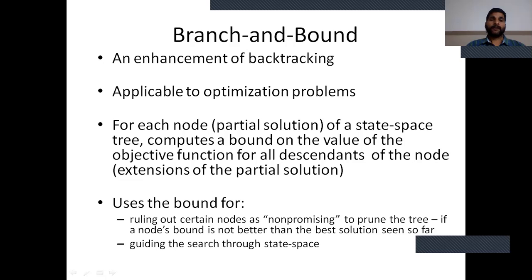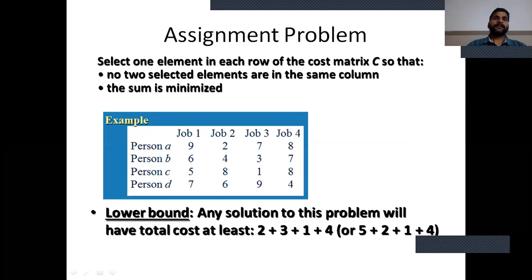So we use the following bound for ruling out certain nodes as non-promising and to prune the tree if a node's bound is not better than the best solution seen so far. The first problem of branch and bound is the assignment problem. Here we discuss the assignment problem.